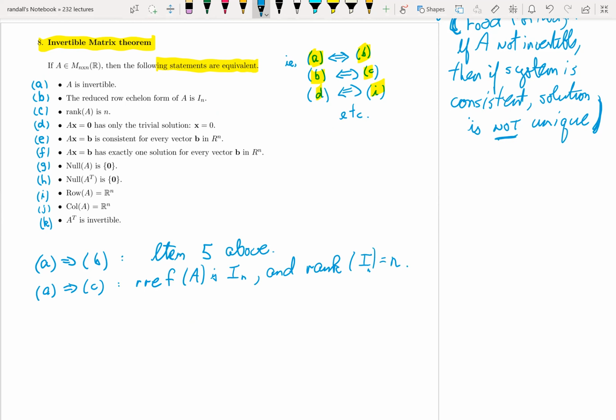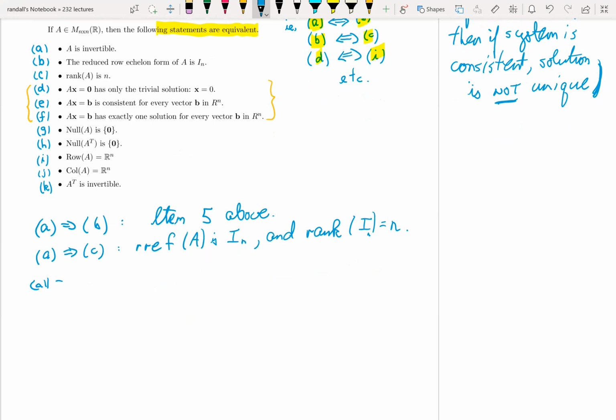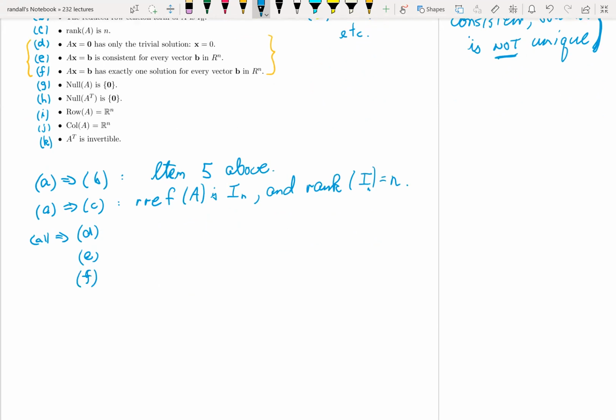Now let's group together these ones right here. D, E, and F, you see them? They're all about equations. AX equals 0, AX equals B. Okay. Let's see why, because the way this theorem is stated, all statements are equivalent. So A should imply all of these statements, D, E, and F. Okay, so A, let me write it down here. A implies D, E, and F. Okay, so in other words, if A is invertible, then these are true.